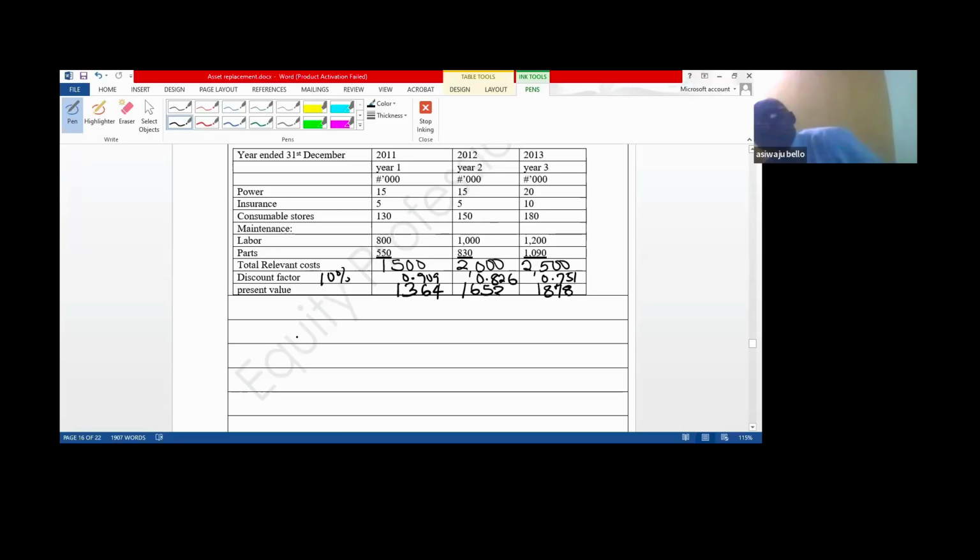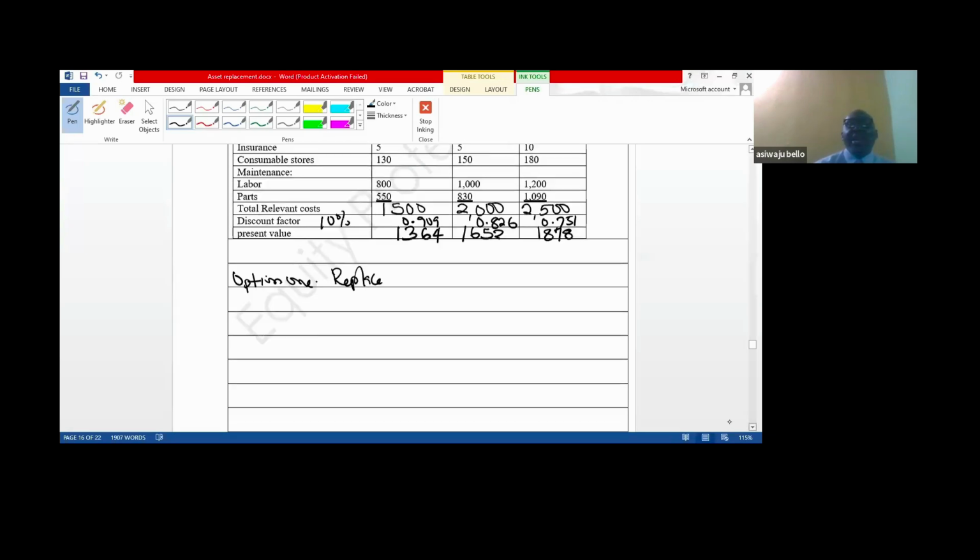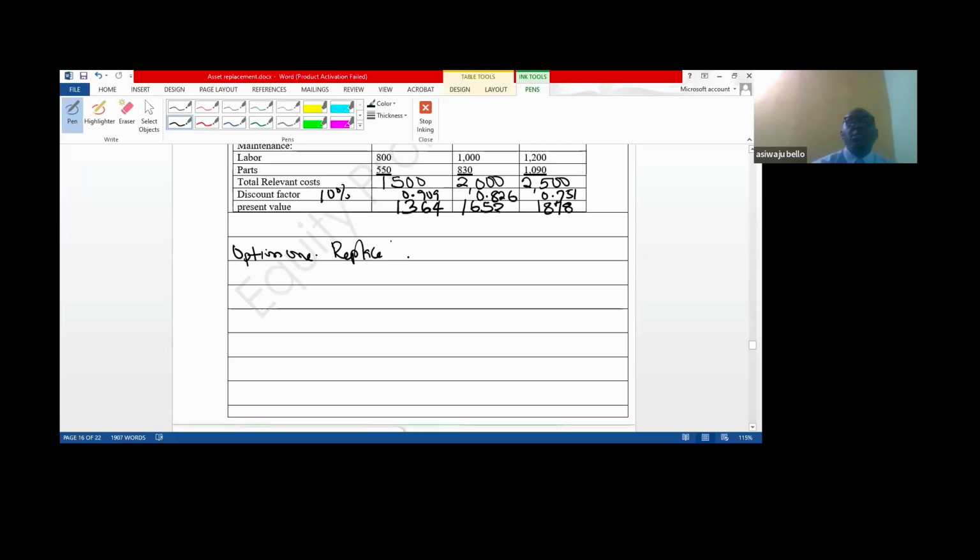All right, let's now go to the options. Option 1: replace the old machine now. Now is 31st December 2010. If you are replacing now, what are the relevant cash flows? That is year 0.